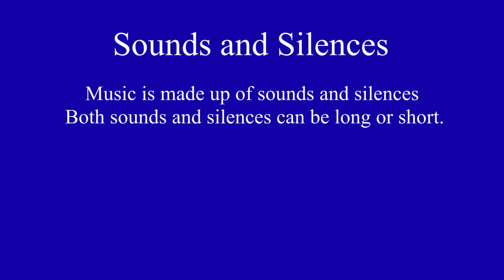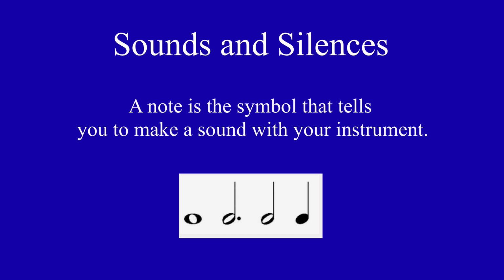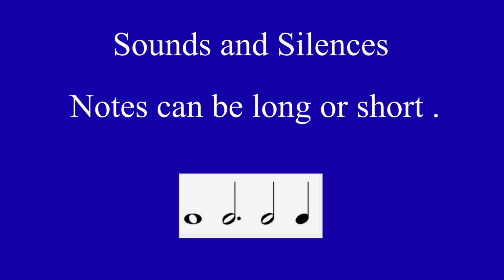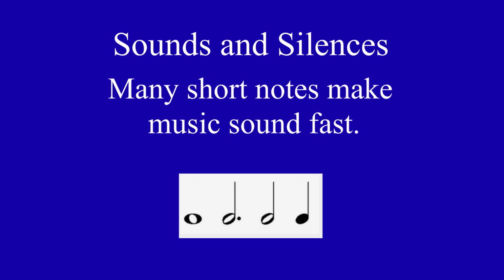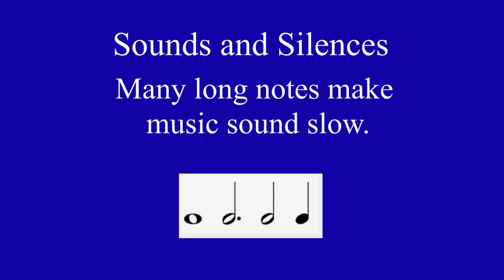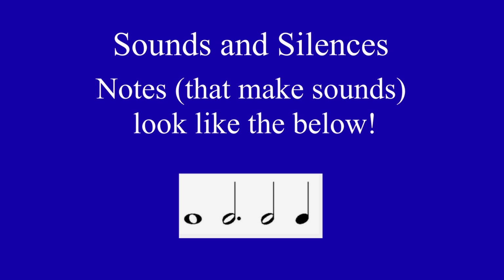Sounds and silences. Music is made of sounds and silences. Both sounds and silences can be long or short. A note is the symbol that tells you to make a sound with your instrument. Notes can be long or short. Many short notes make music sound fast. Many long notes make music sound slow. Notes that make sounds look like the below.